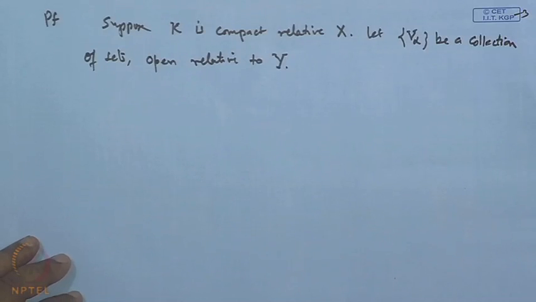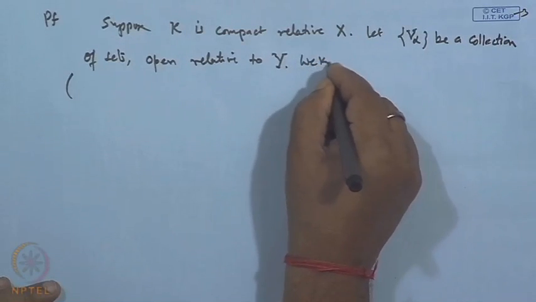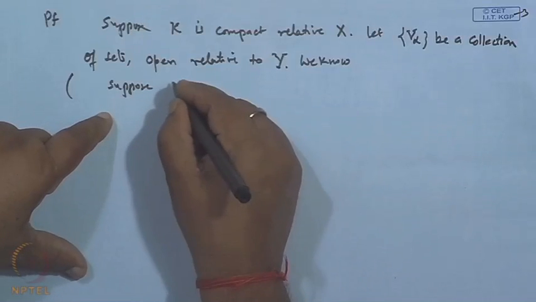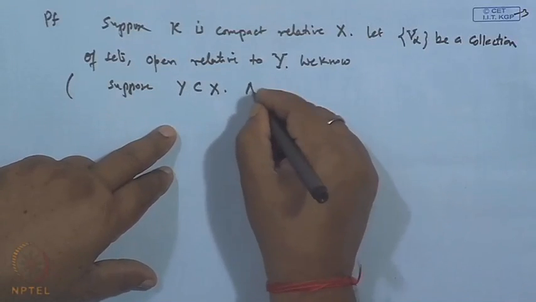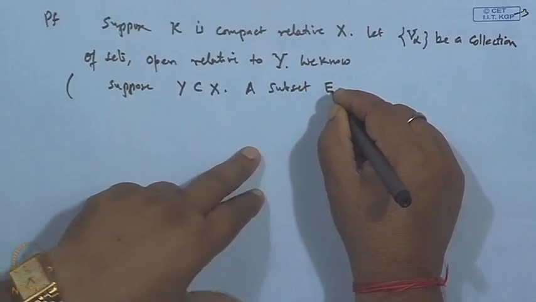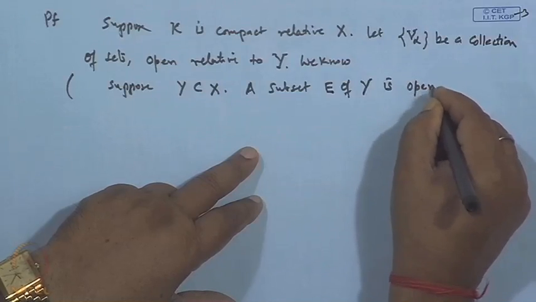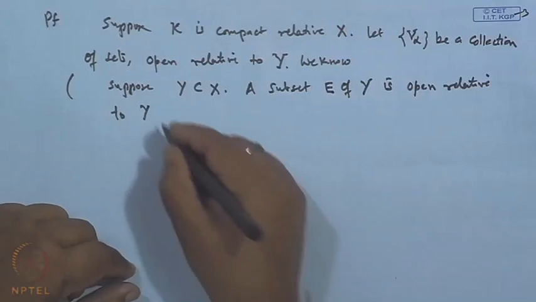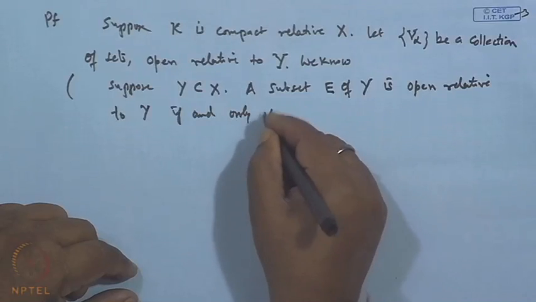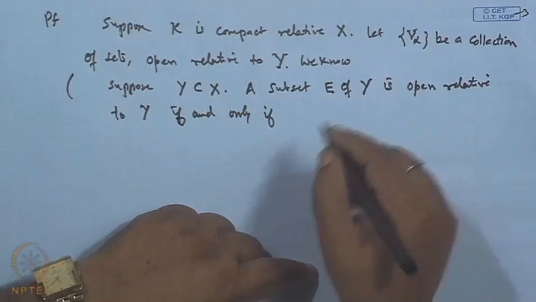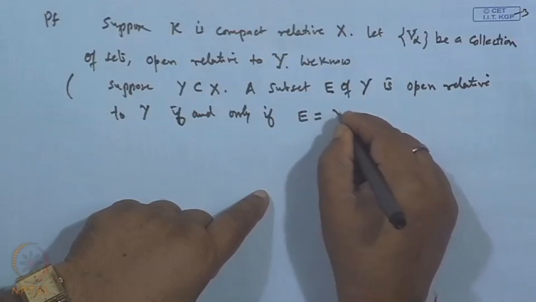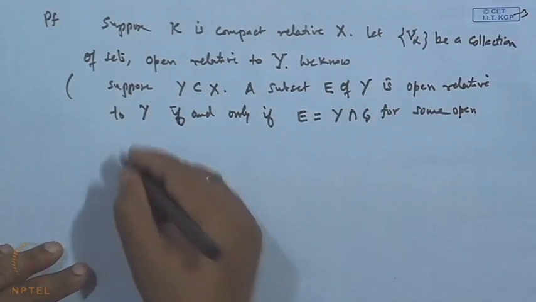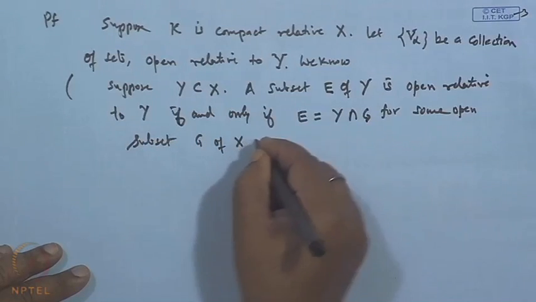Now, prior to this we have one result. We know the result says: suppose Y is a subset of a metric space X. A subset E of Y is open relative to Y if and only if E can be written as Y intersection G for some open subset G of X. This result we have already shown.